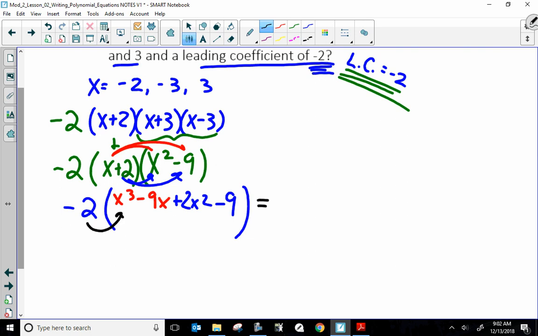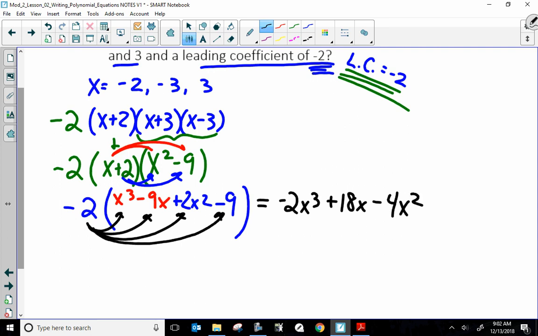I'll write it over here, -2x cubed plus 18x minus 4x squared plus 18. This looks weird. Let's see if I made a boo-boo. x cubed minus 9x. Yes, I did. Ho, ho, ho. This is what happens when you go fast.